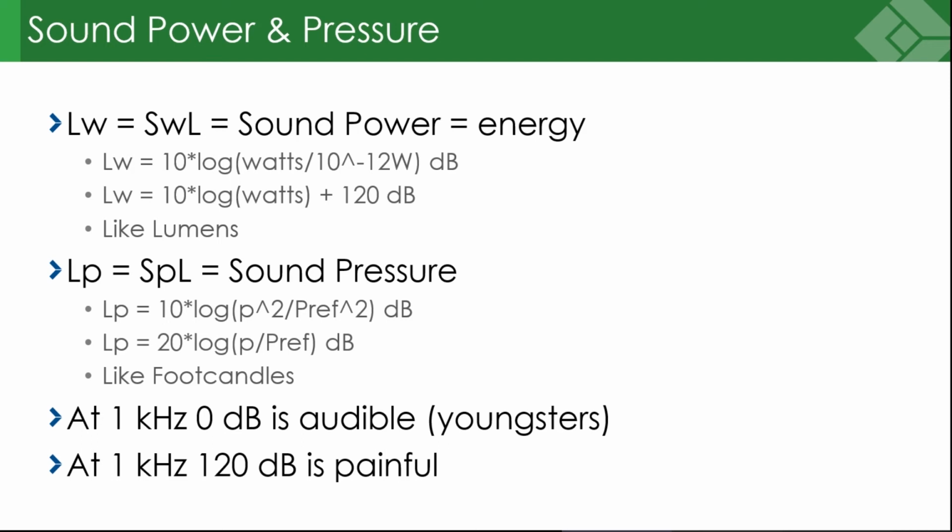Or if it's sound pressure, it really needs to say how far away from the piece of equipment it is. Otherwise, it's just useless information. So for a young person at 1 kilohertz, kind of near the middle of our ear's hearing range, 0 decibels is the minimum audible level. At 1 kilohertz, 120 decibels will be painful to you.